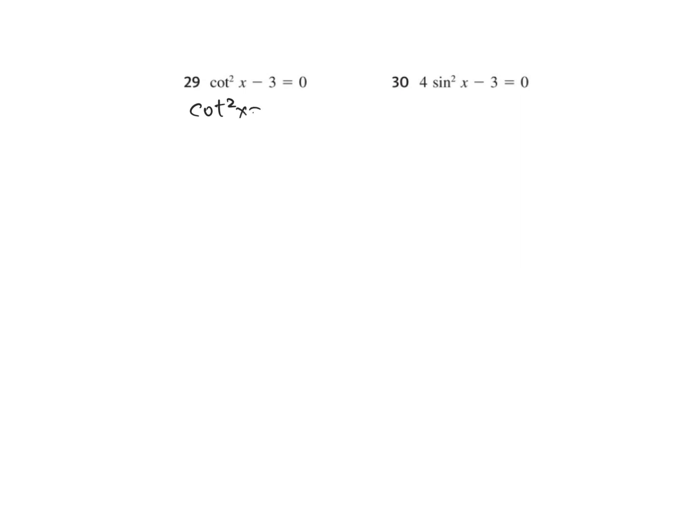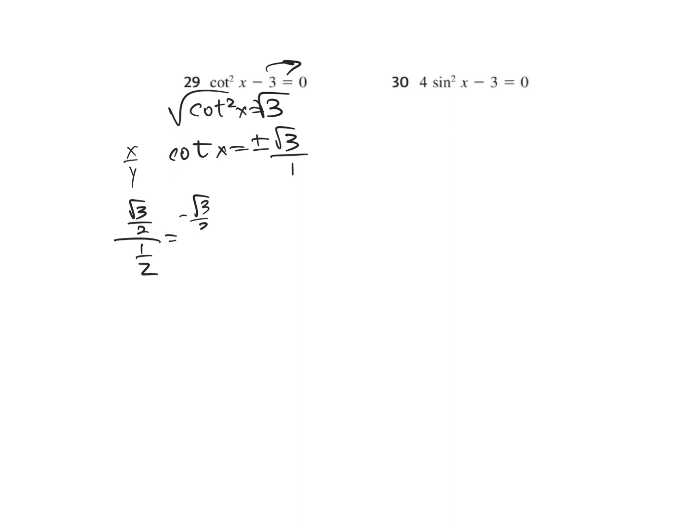Cotangent squared of x equals 3. Add 3 to the other side, take the square root. So where's the cotangent of x equal to plus or minus the square root of 3 over 1. So cotangent is x over y. So you still have square root of 3 over 2, 1 over 2. That's for positive, but also the negative of that. And then negative over negative. And then for negatives, one has to be negative, and one has to be positive, again, switching it. So those are the same. So you have 4 possibilities.